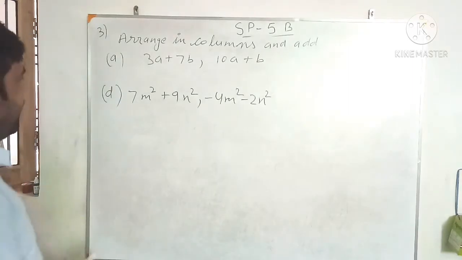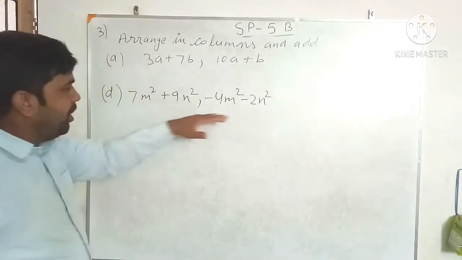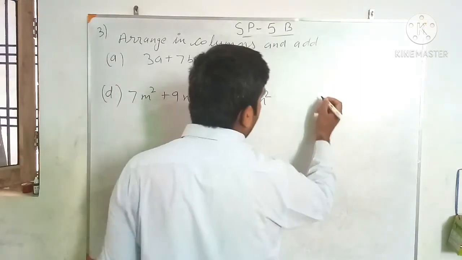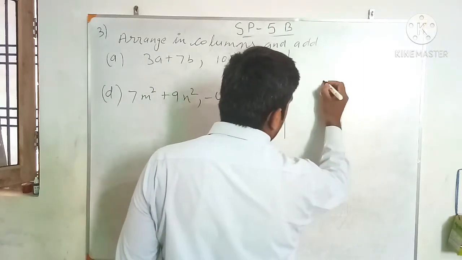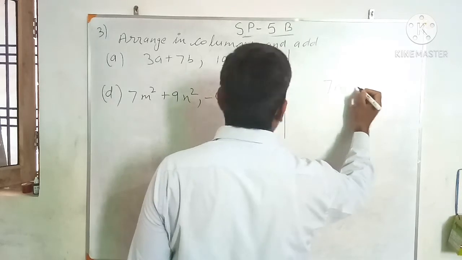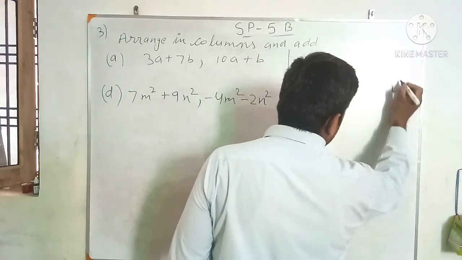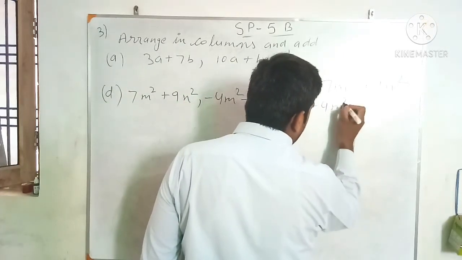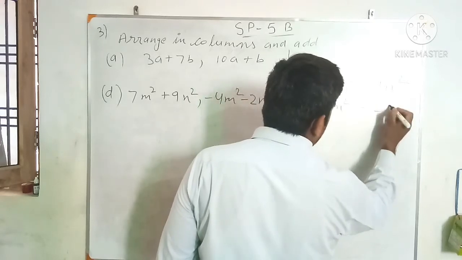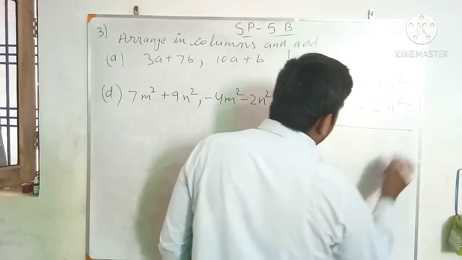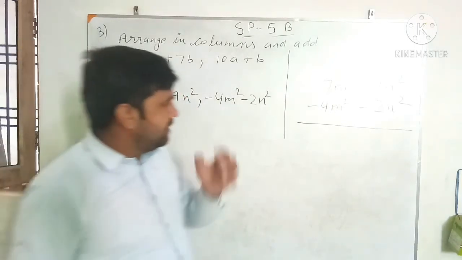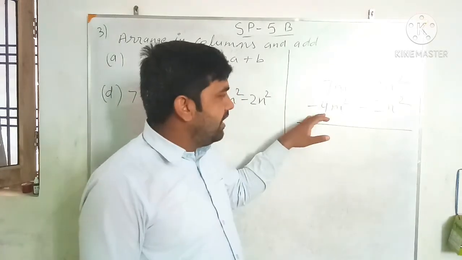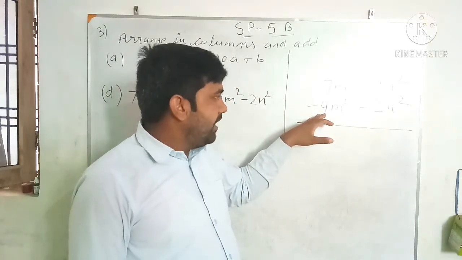See how we will write these two polynomials in column form. First we write the first polynomial, 7m square plus 9n square, and the second polynomial is minus 4m square minus 2n square. So this is the subtraction. Here also we have to do the addition, but the signs are different, so we have to subtract. First we subtract the numerical coefficients and after that we put the sign of the greater number.